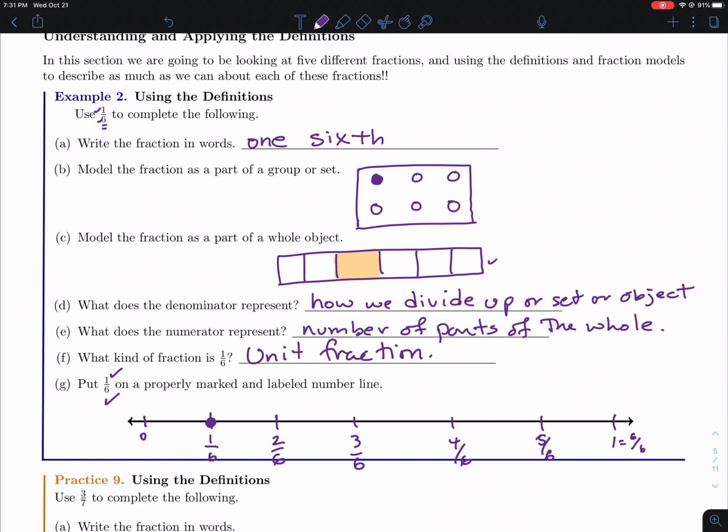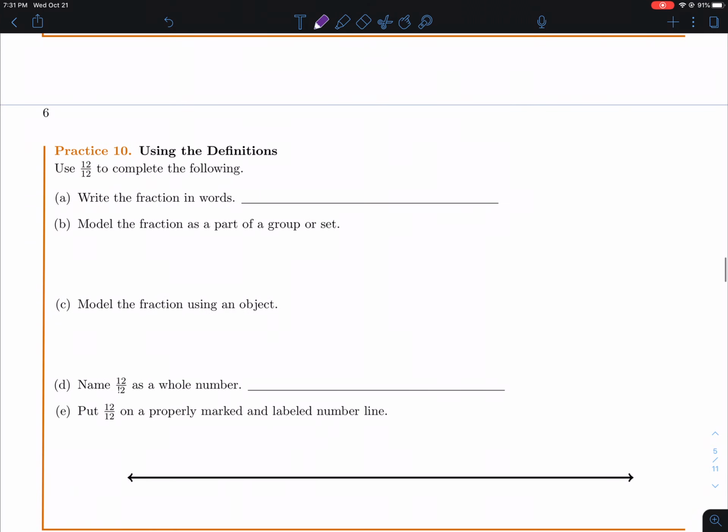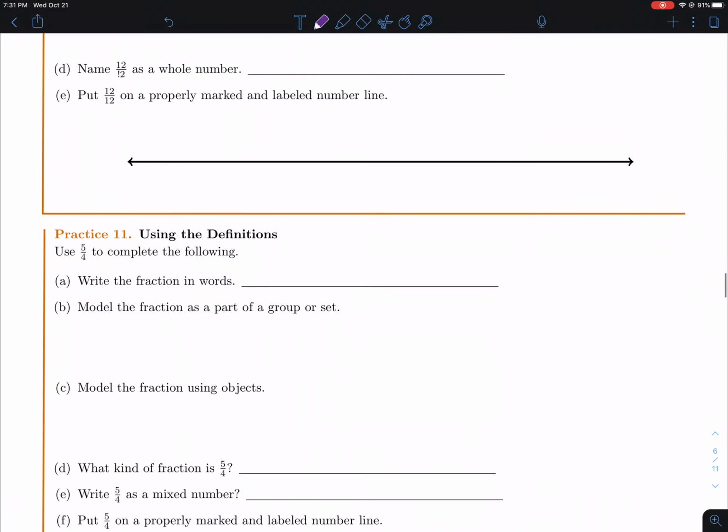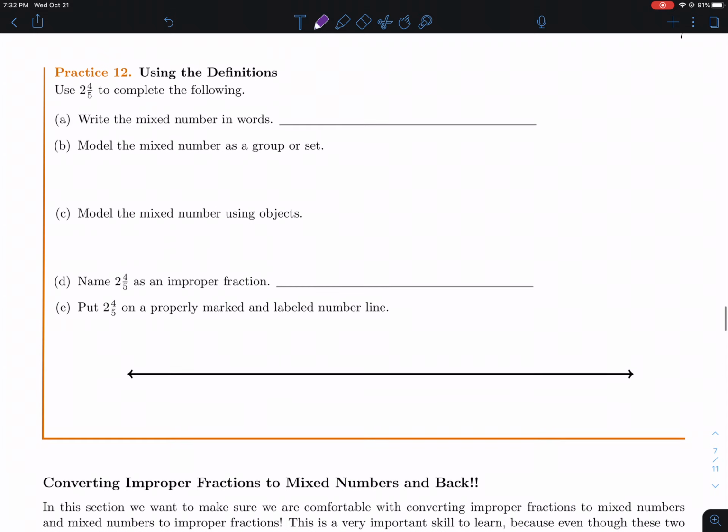All right, does that make sense to everybody? Is that okay? All right, so at this point, pause the video. I've got practice 9 for you to work on. Practice 10. Again, all these are kind of the same idea. You're doing the same thing, thinking about what the definitions mean, applying them to these different numbers. So practice 11, and then finally practice 12. If you get stuck on any of them, shoot me a message so I can help you. And when you're done, come on back and we're going to talk about how you can change an improper fraction into a mixed number, and then a mixed number back into an improper fraction. So take your time, work on those, and when you're done, come on back.